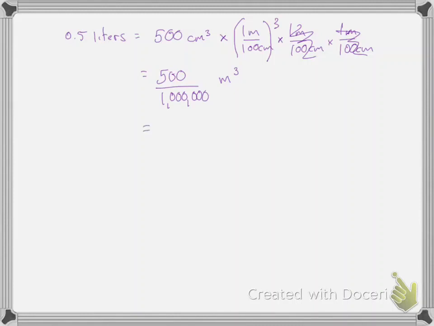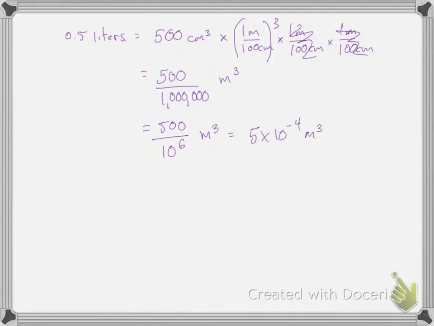Now, in this class, we have to use scientific notation. You must use scientific notation. It's okay if it's 3 digits, but if it's more than 3 digits, you've got to use scientific notation. So it's 500 over 10 to the 6th meters cubed, which is 5 times 10 to the minus 4th meters cubed.